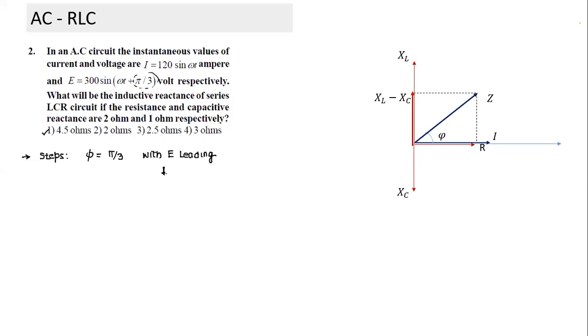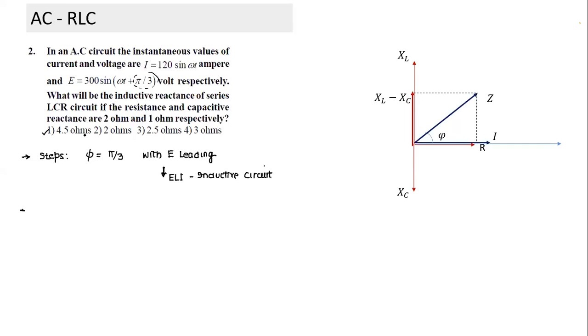If E is leading, what kind of circuit is it? That's the first thing. Second, you need to figure out what kind of circuit this is, Pranav, if E is leading. Ali, it has to be an inductive circuit. If it is an inductive circuit, that's what.